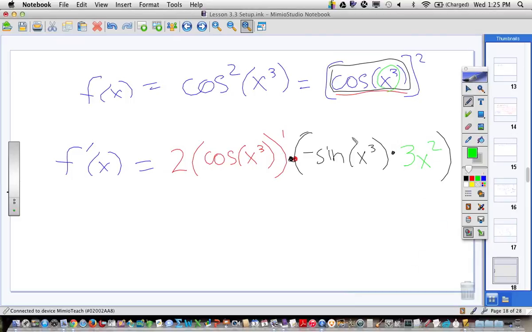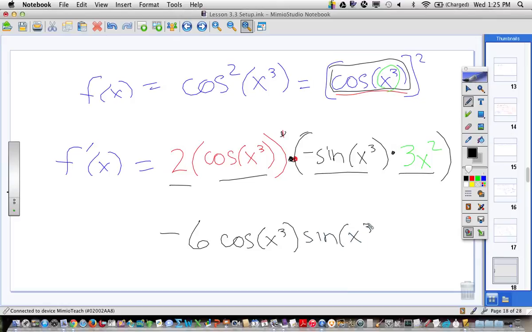3x squared. Now, I step back and I look at what I have, and you got to be careful. Anytime you got a power on the outside, you can't be mixing things in with it, but it's just a 1, so it doesn't matter. Okay, so really what we have is this times this times this times this, like A times B times C times D. So we can rearrange and mix them all around. And we want to, because this negative and this 3 and this 2 all need to go together and make a negative 6. And then we have cosine x cubed times sine x cubed.